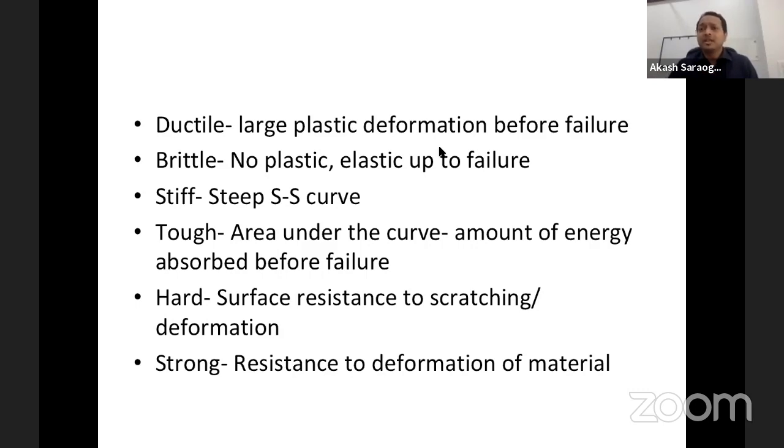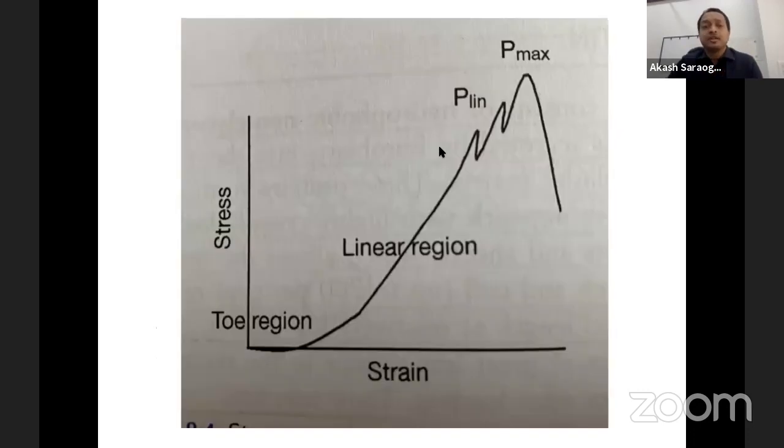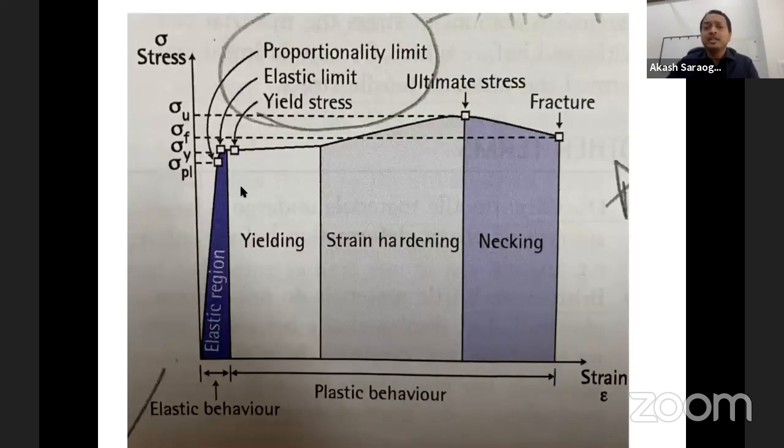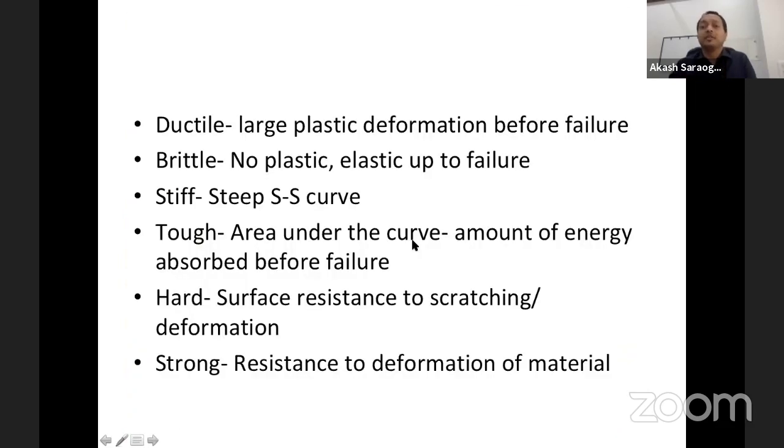What does stiff mean? Stiff means that the stress rise is much more as compared to the strain rise. So this particular graph, if the graph was plotted in this direction like this, which means the stress is increasing much more than the strain, that material is called a stiff material. What does tough mean? Tough means if I impact something, the amount of energy it can absorb before it fails, that is tough. How do we measure this? We see the area under the curve. All the area under the curve defines the toughness of the material.